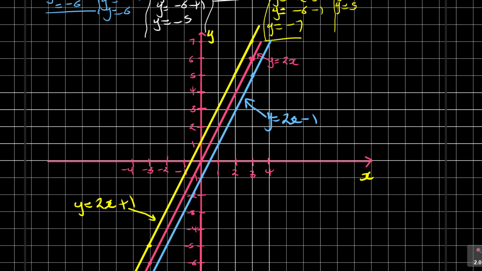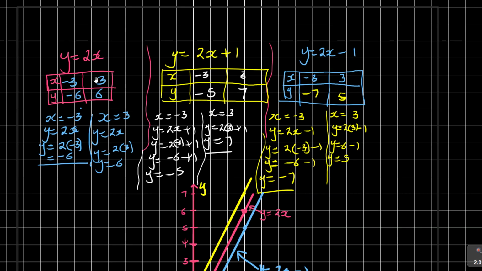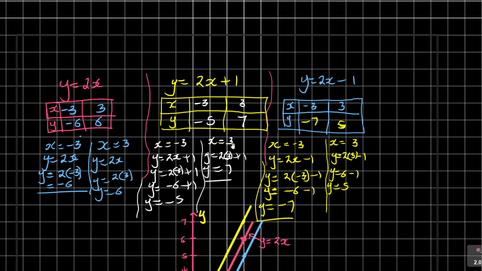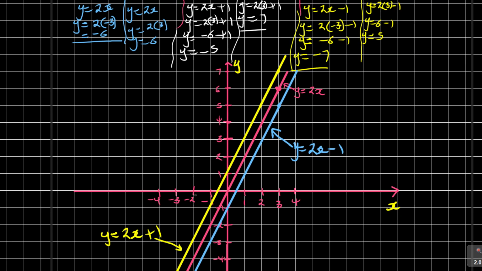So what does it mean? It means whether you are changing from 2x, the center one is 2x. If you say plus 1, look, the moment you say plus 1, it goes up. This is the plus 1 version. If you say minus 1, it goes down. So what does the adding and subtracting do?